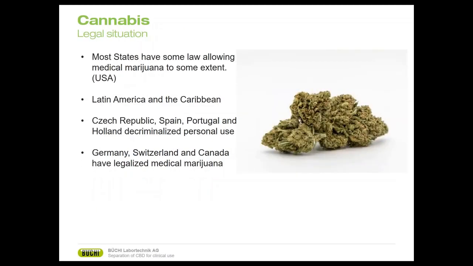The legal situation is one of the most important issues that we should address for cannabis cultivation and production. The legal situation of cannabis is complicated at the moment. In the USA, it is legal for recreational use in 18 states, and the law is changing every day. It is also legal in some Latin America and Caribbean countries. Czech Republic, Spain, Portugal, and Holland decriminalized personal use. Germany, Switzerland, and Canada have legalized medical marijuana. Laws are changing every day, and it is growing in Europe at the moment.